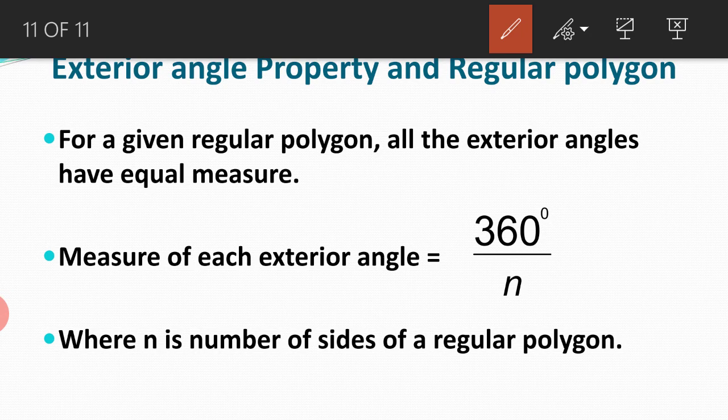I hope you have understood the concept. Observe the video again and again to understand how to draw and how to identify exterior angles for a polygon and their properties. See you in the next video.